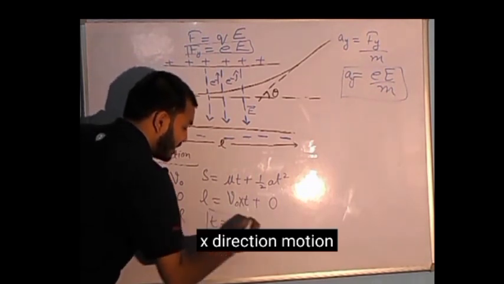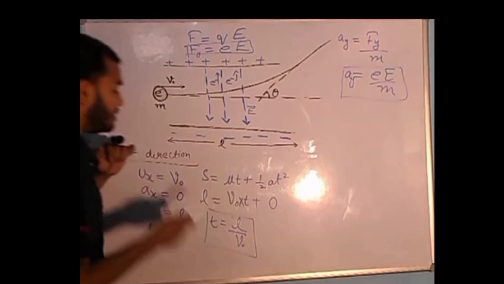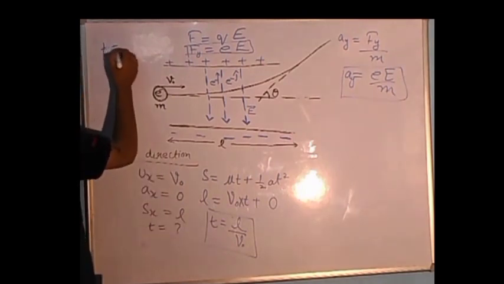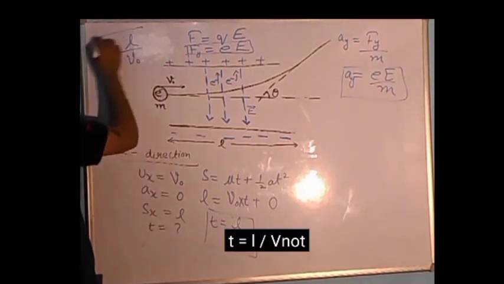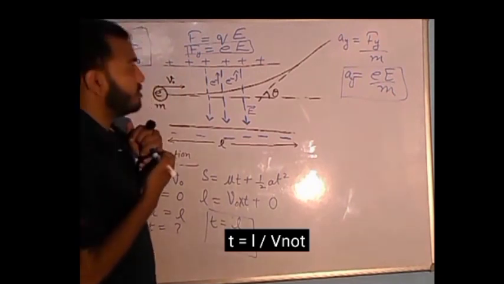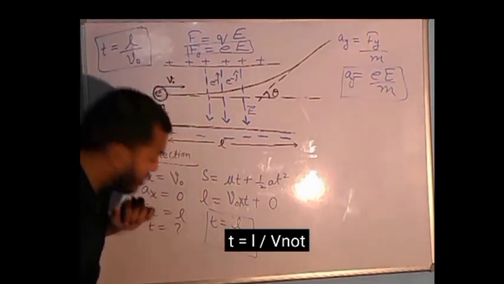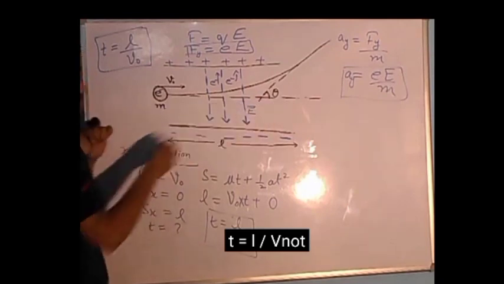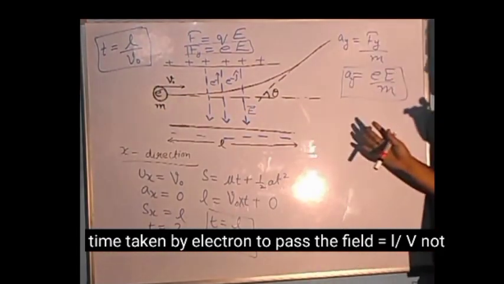This much time is taken by the electron to pass through this electric field. How much time? t is equal to L divided by v naught. So in this much time, the electron will cover the horizontal distance L. Is it clear?